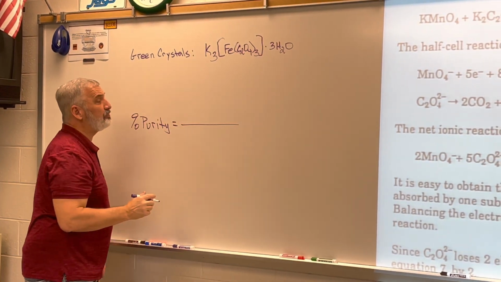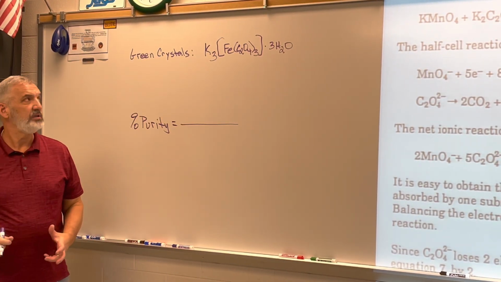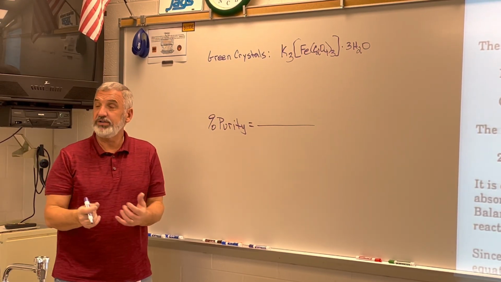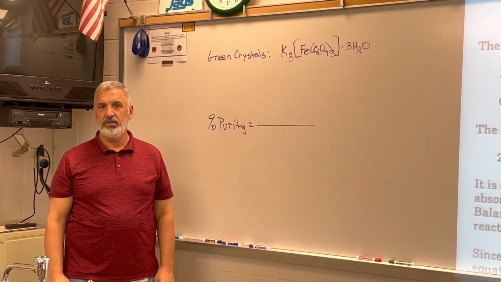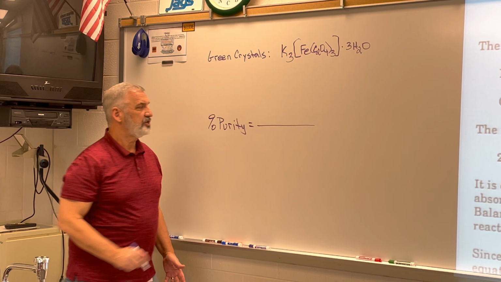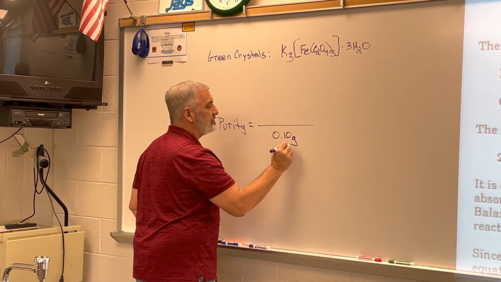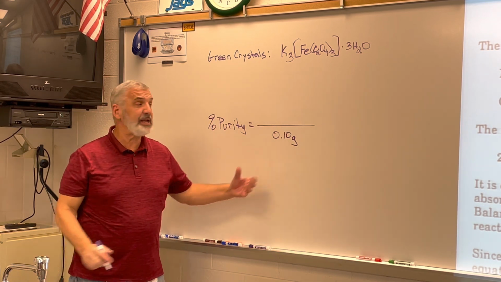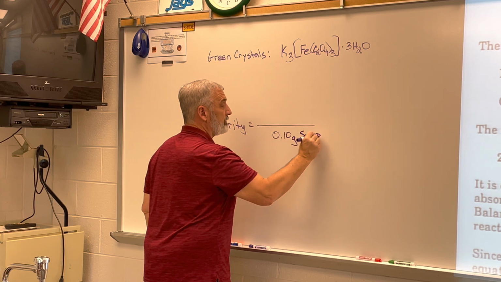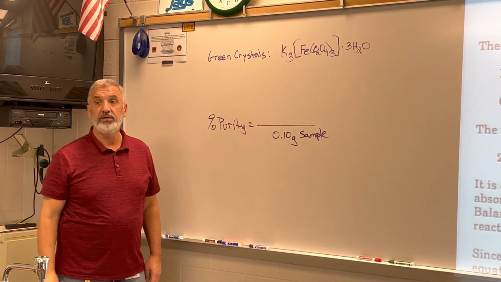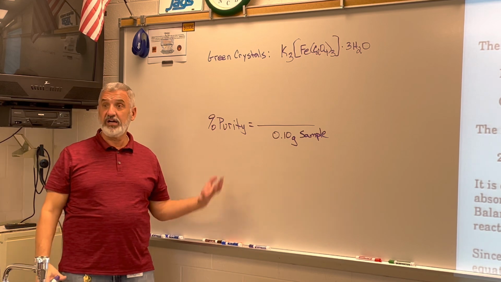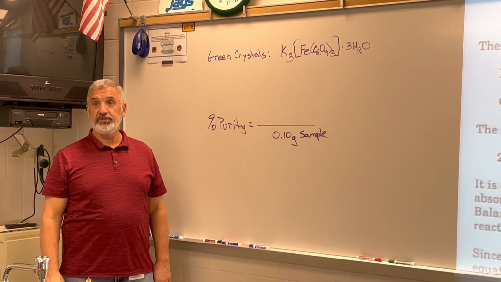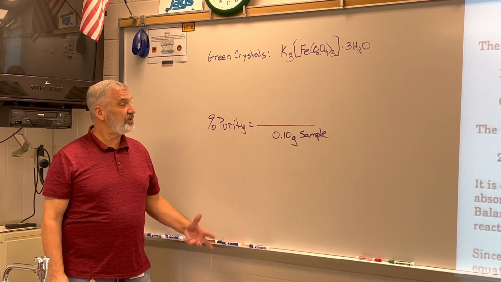So we weighed out 0.1 grams. Okay? Of our green stuff. Is that the part or is that the whole? That's the whole, right? So we had 0.1 grams of the green crystals, or a 0.1 gram sample. Well, we're going to have to calculate everything, so you can write down whatever you want to write down, but you're going to need to know everything that I'm talking about. Okay? So I have 0.1 gram of a sample.